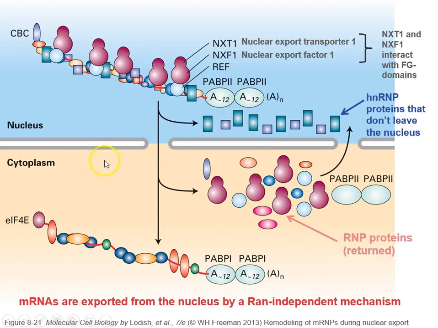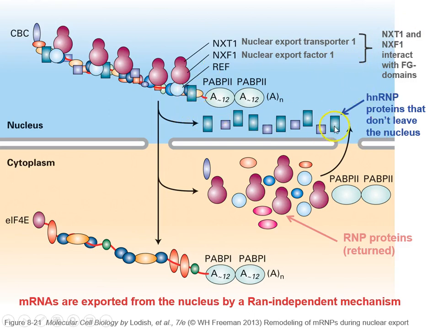So this shows a little bit more detail than we had talked about before. Here we are in the nucleus, it's shaded in blue. The messenger RNA is this red string right here that you can just barely see because it's covered with proteins. There's the cap binding protein right here. We have the poly A binding proteins here. And we didn't mention this before, but we have NXT1 and NXF1. This is nuclear export transporter 1 and nuclear export factor 1. They don't involve RAN, but they do interact with those FG domains.